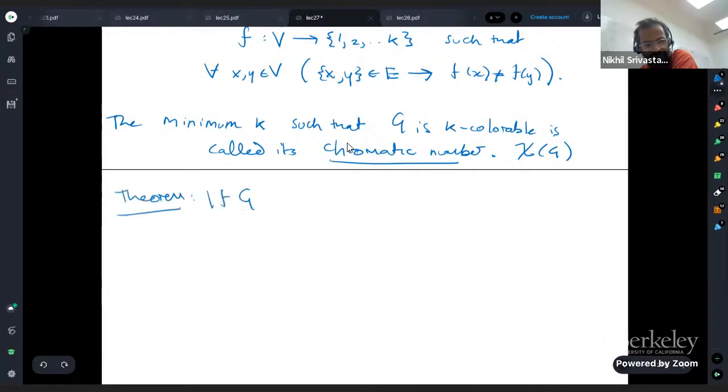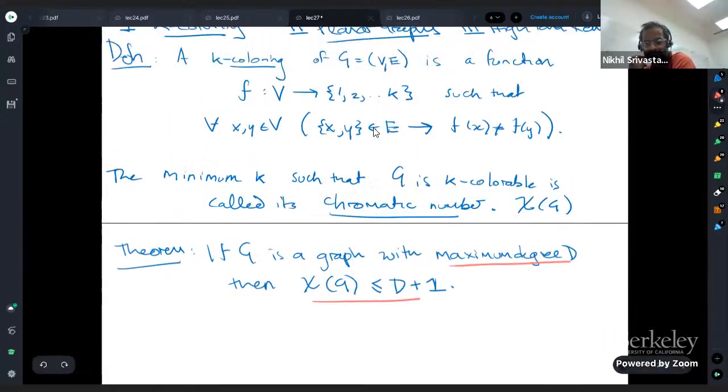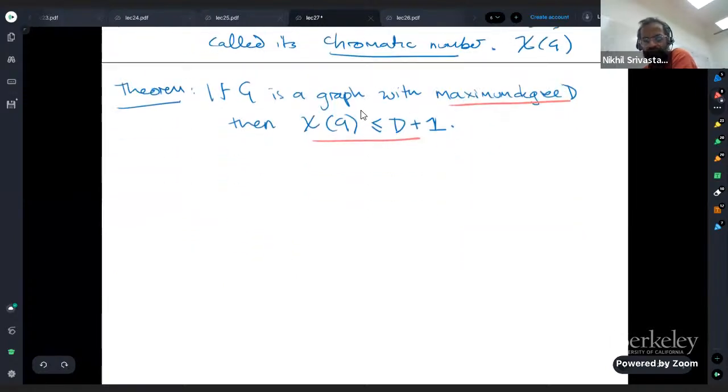The theorem says, if G is a graph with maximum degree D, so the maximum of the degrees of all the vertices is capital D, then the chromatic number of G, the number of colors you need to color it, is at most this maximum degree plus one. So it relates two concepts, degrees of the vertices and the chromatic number. And the upshot is that chromatic number seems like a relatively mysterious concept because you have to satisfy all these constraints over the edges. So let me show you the proof.